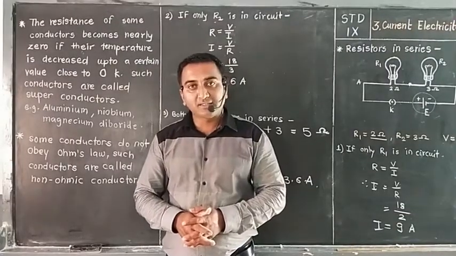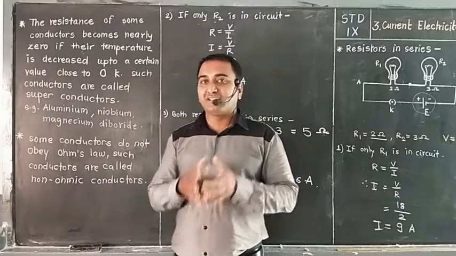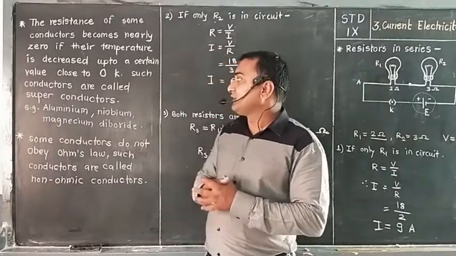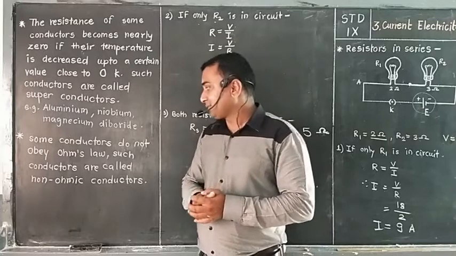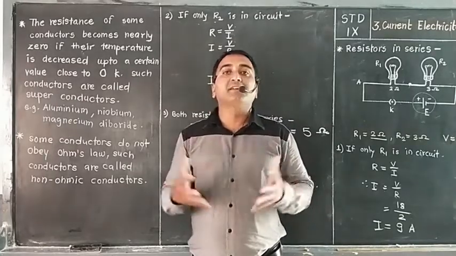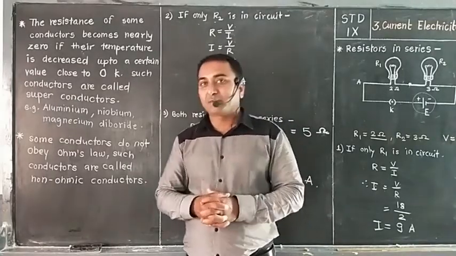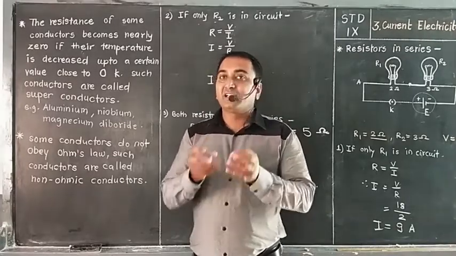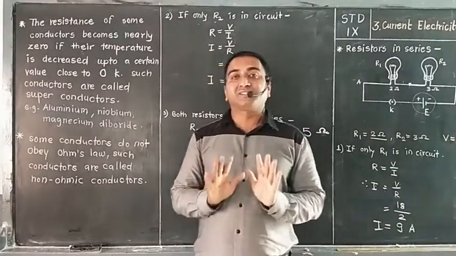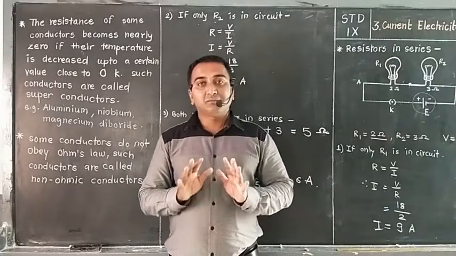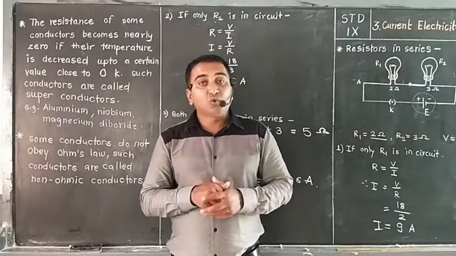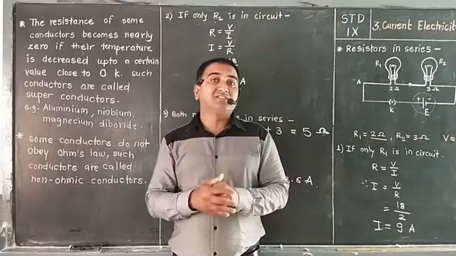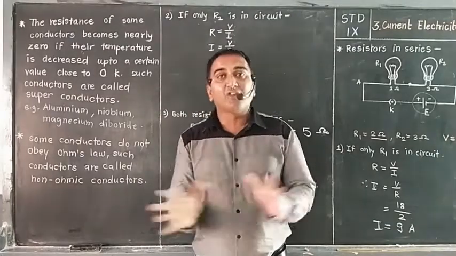Two more points we are going to discuss: a superconductor and a non-ohmic conductor. What is meant by a superconductor? Conductors are those having the least resistivity or least resistance. And what is meant by an insulator? Those having infinite resistivity, that means electrons will not flow.